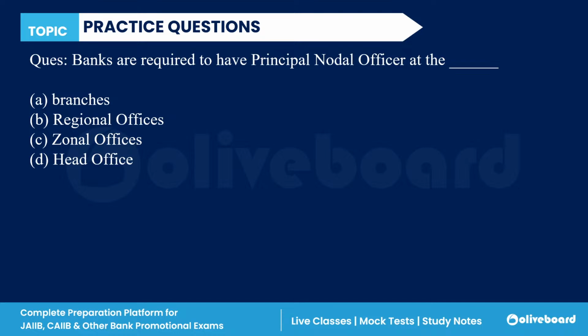Banks are required to have the principal nodal officer at dash: branches, regional offices, zonal offices, or head office. Everyone, please answer this question. Banks are required to have a principal nodal officer at what? At each of the branches. The correct answer is A, right? At each of the branches.